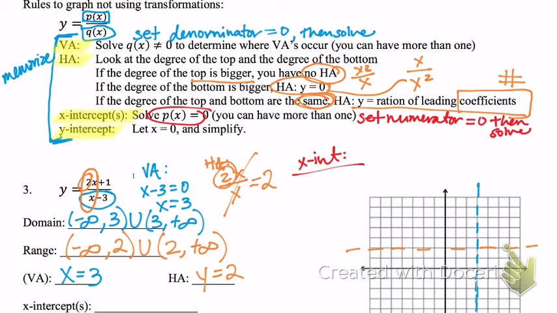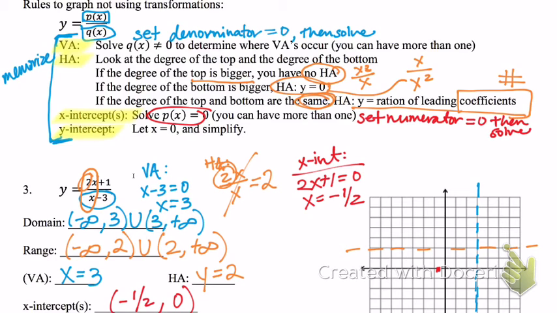So my numerator is 2x plus 1, so 2x plus 1 equals 0. So x equals what? Negative 1/2. So I would have an ordered pair at negative 1/2, comma 0. Like this.